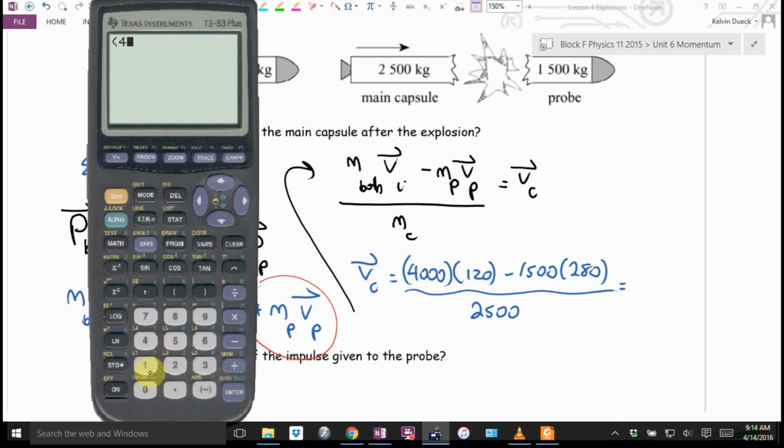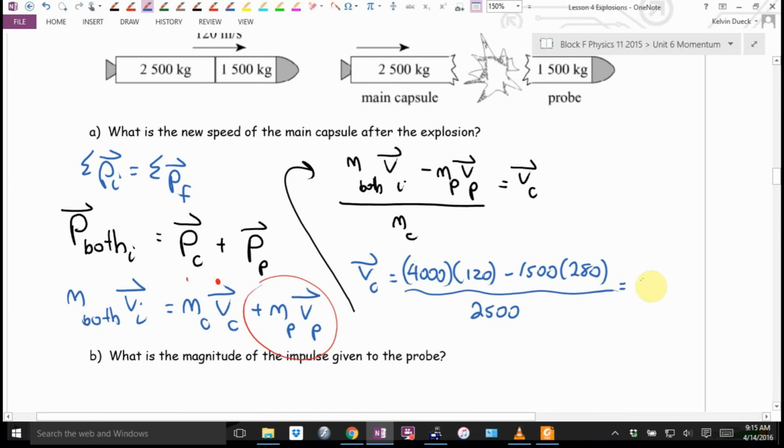Brackets, Mr. Duick. 4,000 times 120 minus 1,500 times 280, divided by 2,500. 24? I could add a direction, although the question only asked for the speed, not the velocity, and speed is a scalar. So 24.